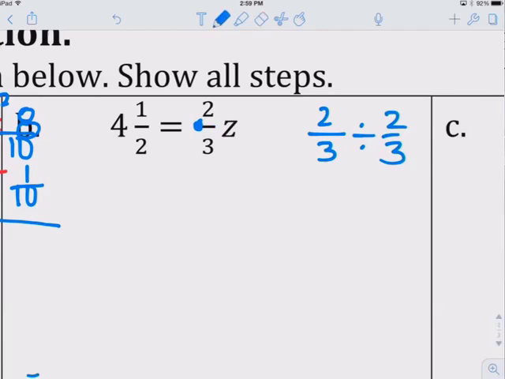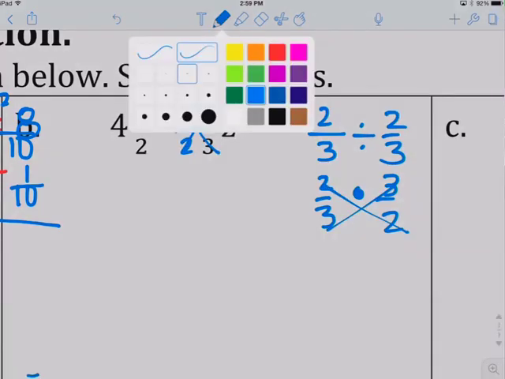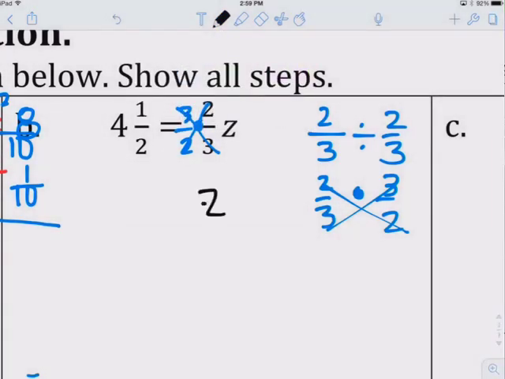Because when we divide, we keep the first number, we change it to multiply, and we flip the second, right? So we're really going to ultimately multiply this by its reciprocal, right? And that cancels, and you have z left, correct? Now what you do to one side, you must do to the other. Because you end up multiplying, we need to multiply 3 over 2.